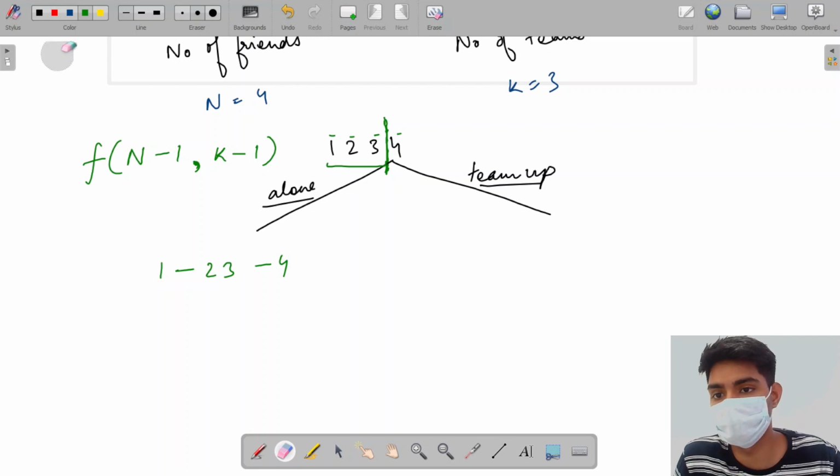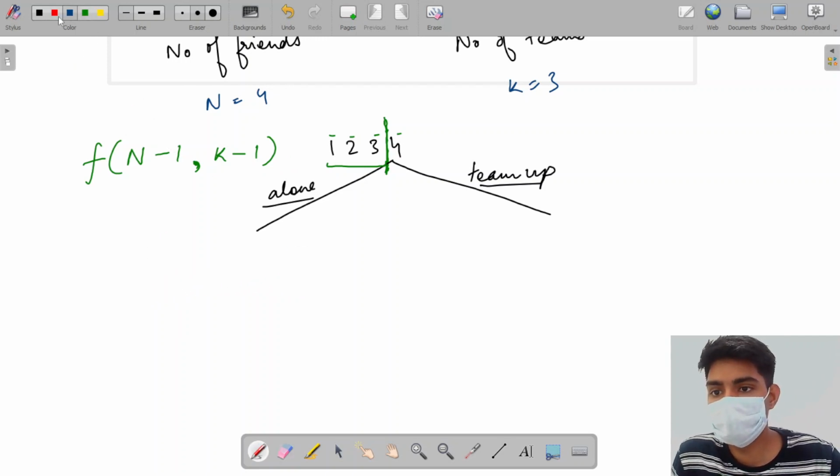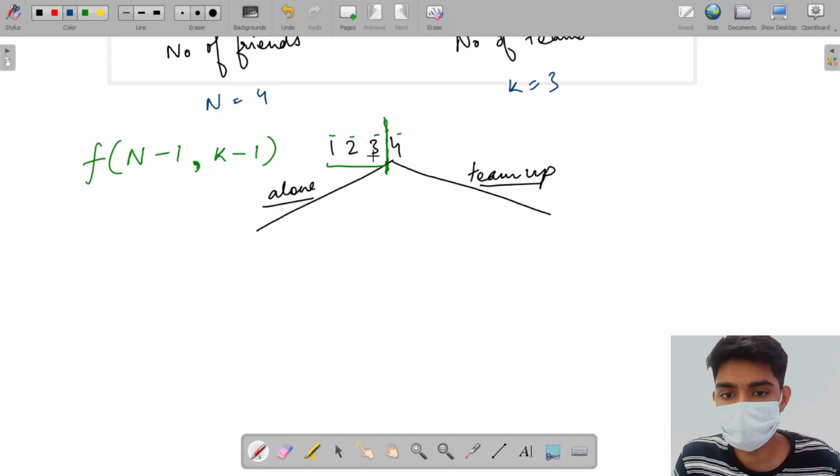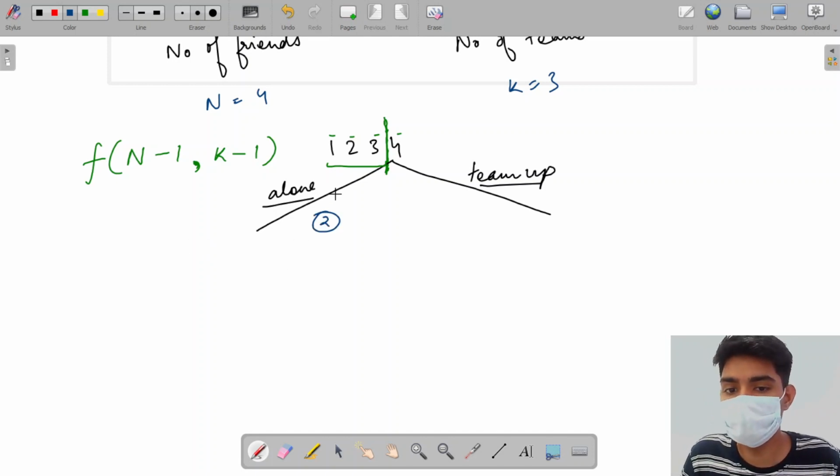To make the answer, what do we mean by that? Let's say we are here. Since 4 is going alone, I am asking n minus 1 friends, 1, 2, and 3, to make me k minus 1 subsets. Let's make k minus 1 subsets of 1, 2, and 3. So I have to divide 1, 2, 3 into k minus 1 subsets.